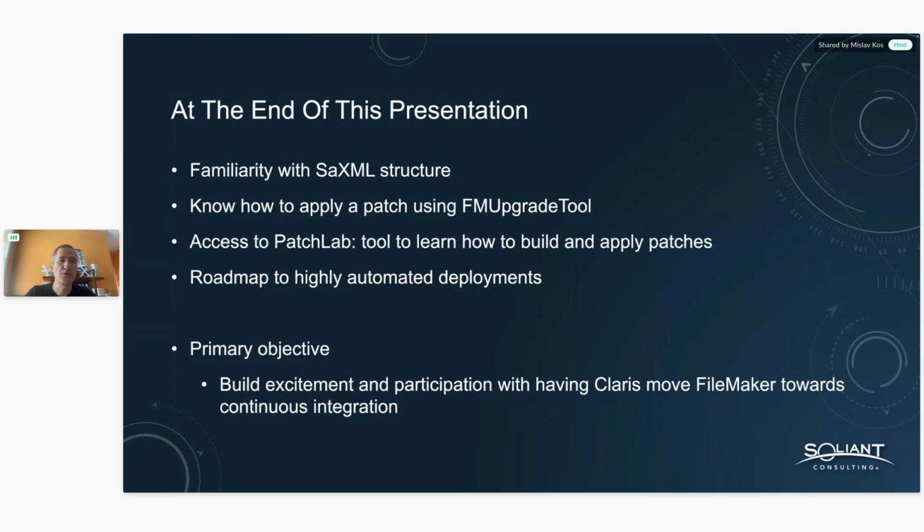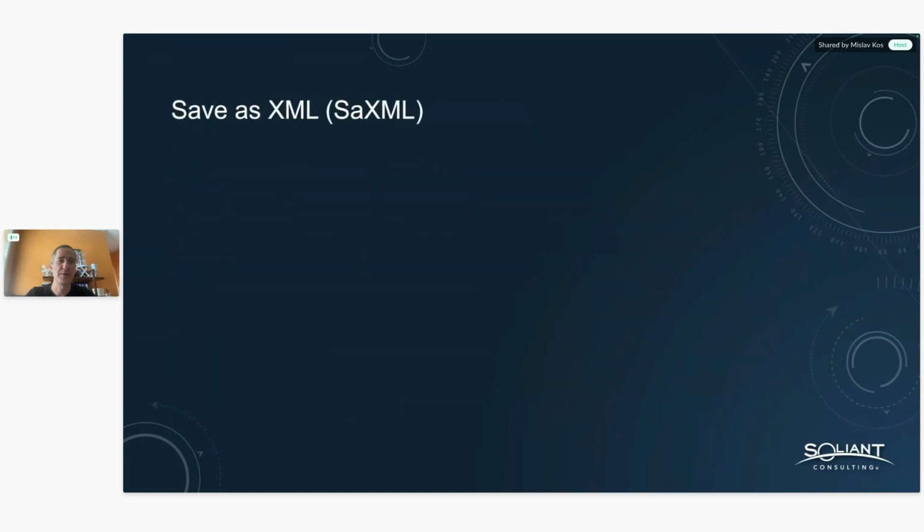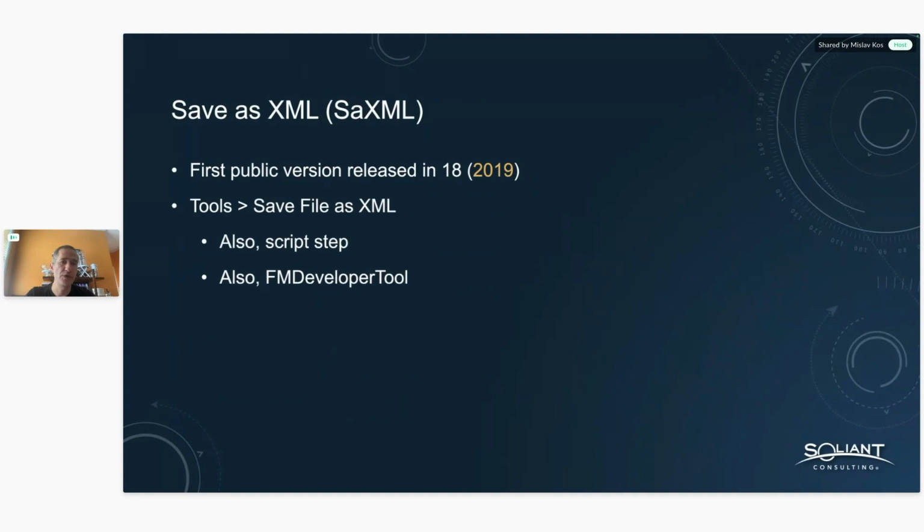So I'm going to be talking about two key pieces. One is SaveAsXML, and this was first released back in 2019, so it's been a while now. It is available from the tools menu, but importantly, it's also available as a script step and as a command line program, which is this developer tool, which my sense is that a lot of developers aren't aware that this tool exists, that it's kind of flown in under the radar.